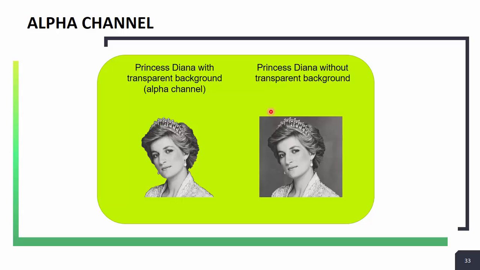Example, these are two pictures of the late Princess Diana. This one is the original one, and then I removed the background. I used Photoshop and I made the background transparent, so this is how it looks. The grayish yellow background color will appear transparently in the background. So this is what I call alpha channel.